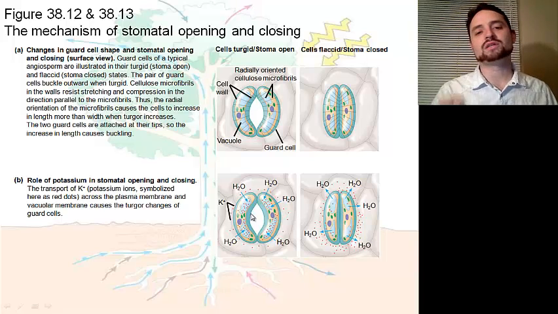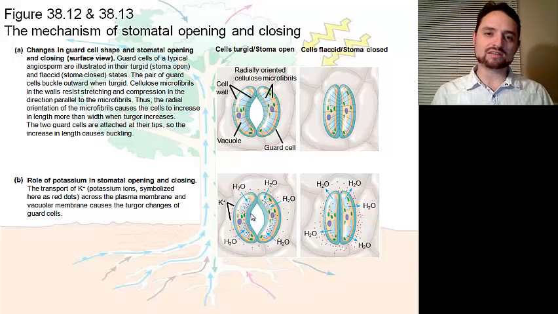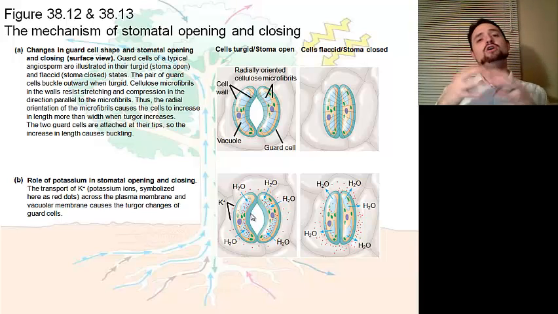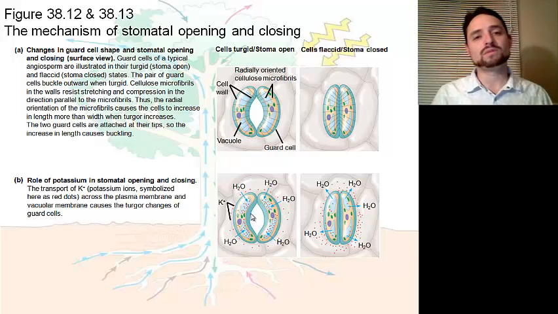Now the red dots represent potassium ions. Whenever the cell is wanting to open its stomata, it will pump potassium ions into the cell. As the potassium ions are pumped in, water follows, because when you pump potassium ions in there, you decrease the solute potential. When you decrease the solute potential, water would go that direction. So you bring in potassium ions, that brings water with it through diffusion, and that plumps those up.